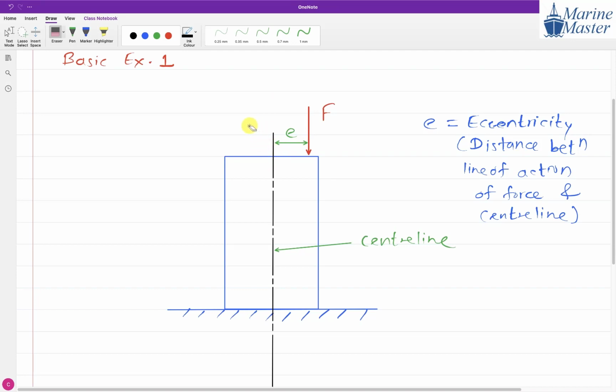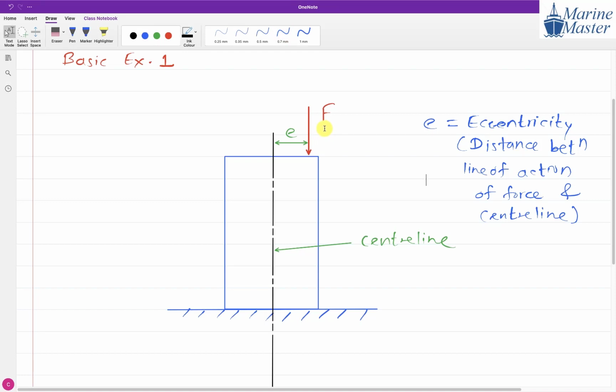Now because of this F, guys, what is going to happen? Because of this F, there are two things going to happen. What are the two things? First of all, due to this F, this column is going to compress. Along with compression, it is going to bend. Because of this eccentric load F, there is a compression of the column, and the second thing is what, guys?